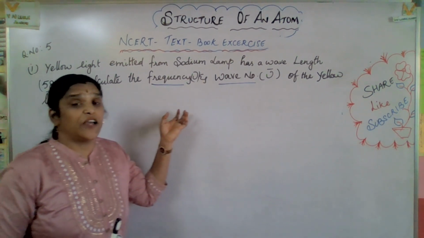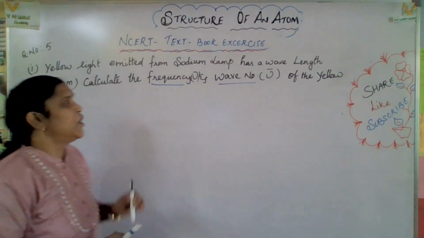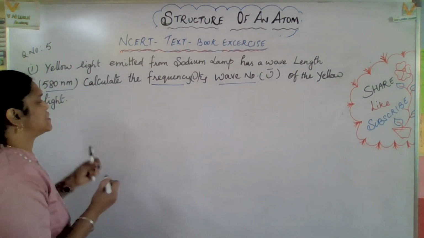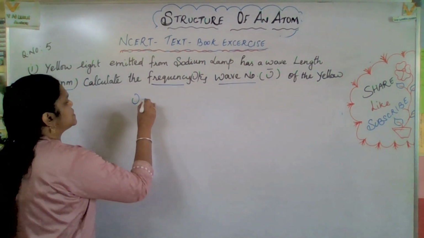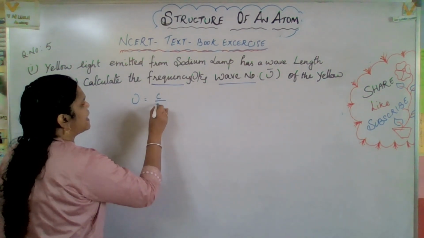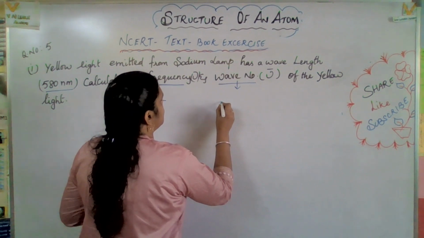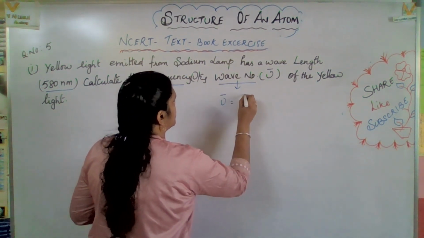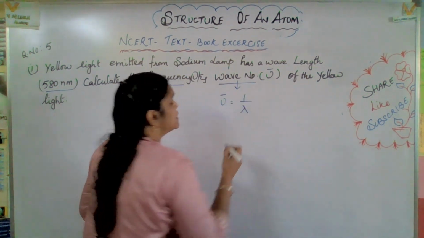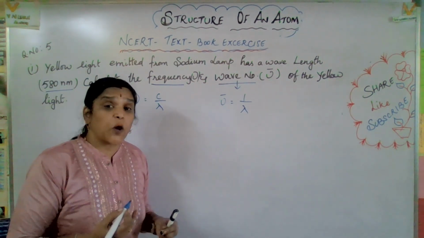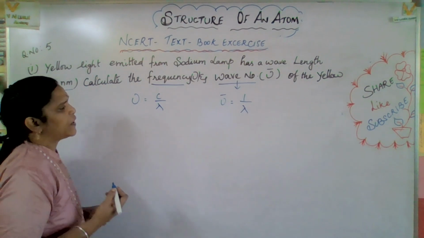Okay, now we are going to see the calculation part. First and foremost, what is the formula for frequency? Frequency nu is equal to c by lambda. And for wave number, what is the formula? Wave number nu bar is equal to 1 by lambda. Nu bar, that is wave number, is the reciprocal of the wavelength, which you have already learned.